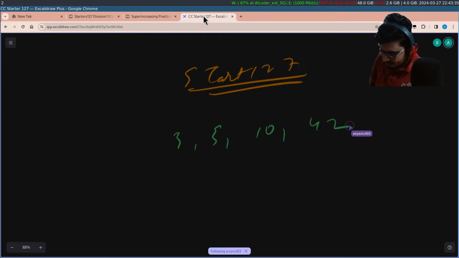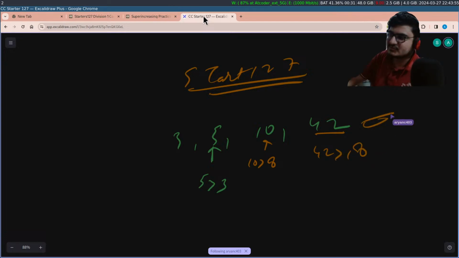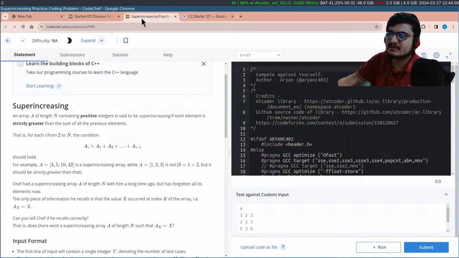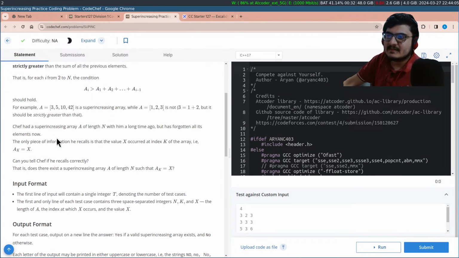If you look at the elements before 5, their sum is 3 and 5 is greater than 3. Similarly, if we look at the numbers before 10, there are two numbers, their sum is 8 and 10 is greater than 8. Similarly, the numbers before 42, there are three numbers, their sum is 18 and 42 is greater than 18. So this is a super increasing array. Is this greater than, or greater than or equal? It's strictly greater, yeah.